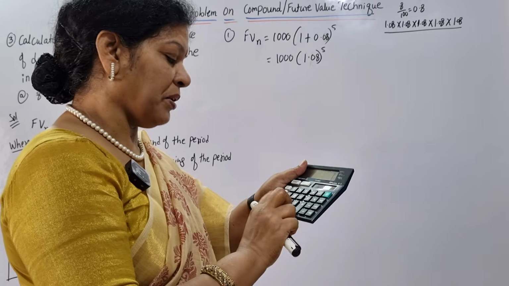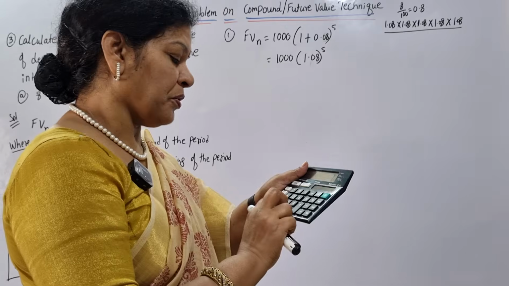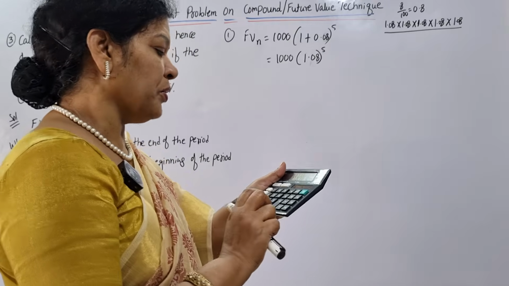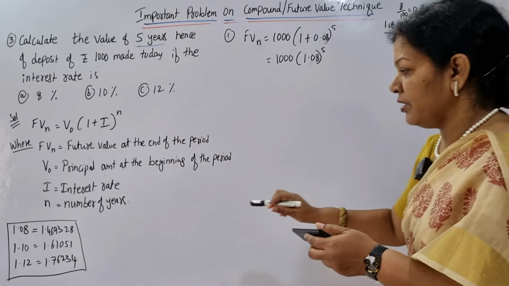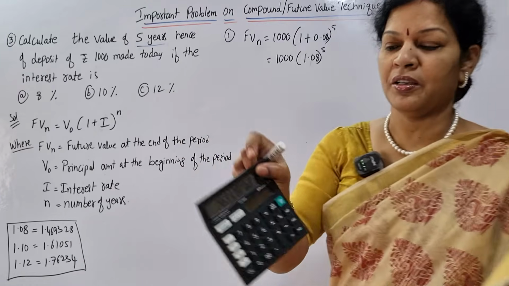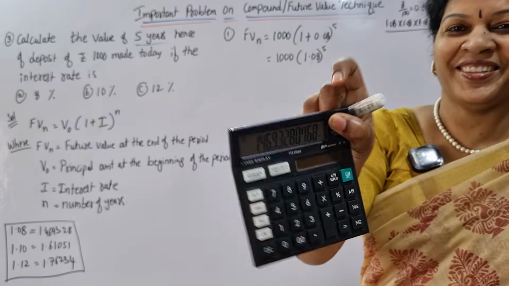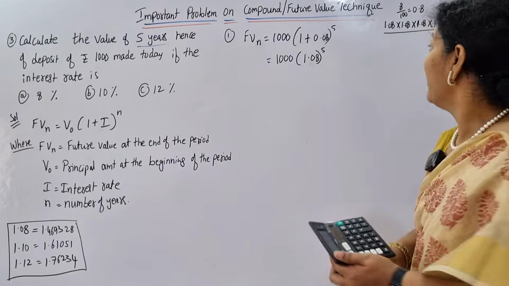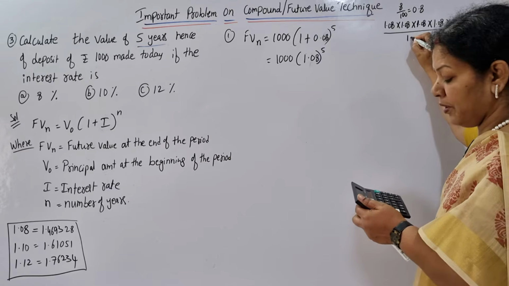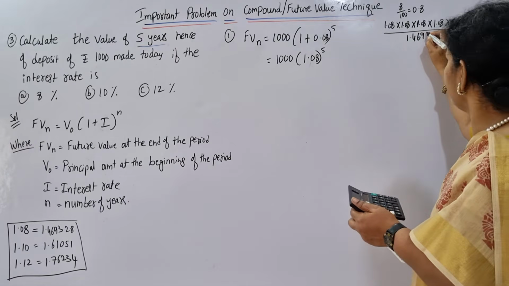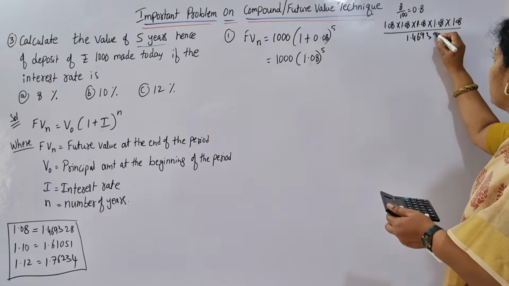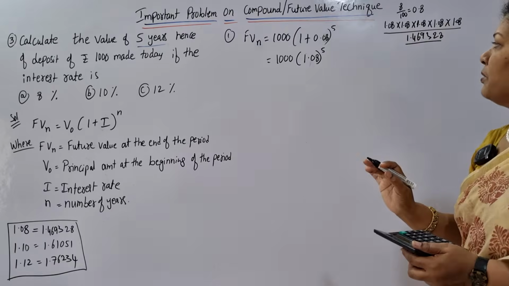Third time now 1.08 into, now fourth time and fifth time. So you are going to get 1.4693. I have written already 1.469328. Okay, so the same amount, can you see? Same amount I have written. So this value is 1.469328, you will write. So this is the value we are going to get.